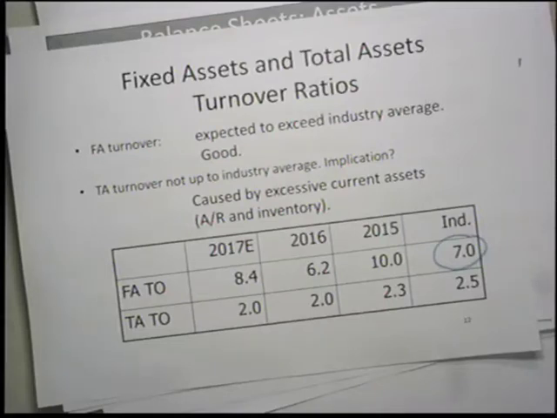The ratio of our total assets in 2015 was 2.3. In 2016, it was 2. In 2017, it is projected to remain at 2, compared to the industry 2.5. So we are below, right? What is the implication? It is like we said earlier on. This may be because we are keeping a lot of assets, inventory in the organization that is unproductive.